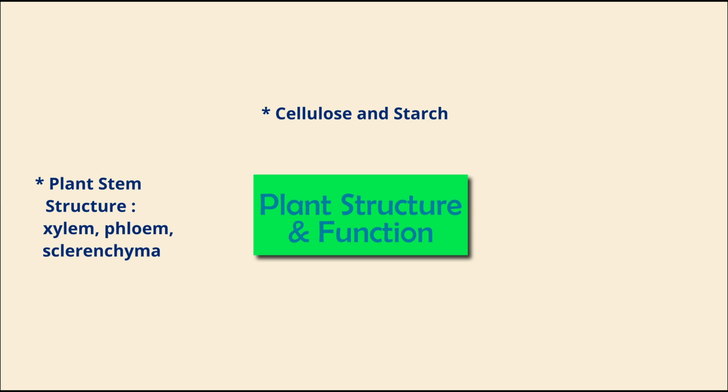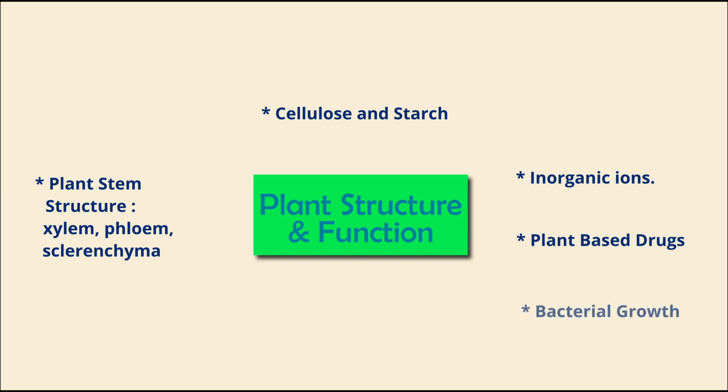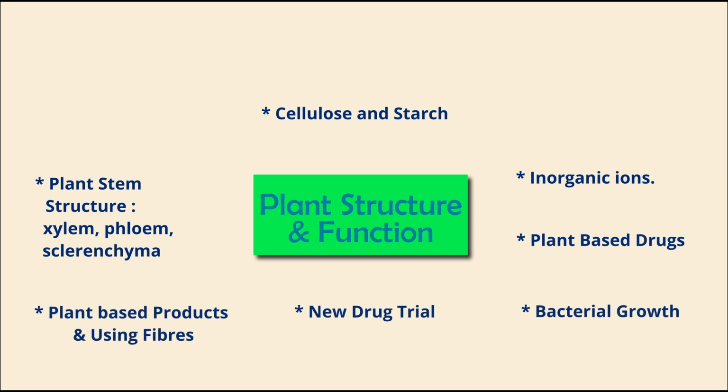Another frequent topic is inorganic ions. Plants need water and ions like nitrate, phosphate, magnesium, and calcium to grow. Questions often ask about the role of these ions in plant growth. I've organized all the topics in a way that simplifies the past paper questions for you.